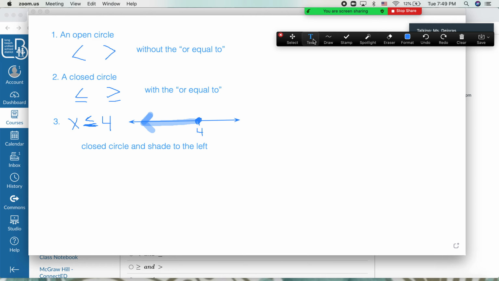All right. Let's go ahead and look at number 4 and get a little bit more practice. Number 4 tells us that x is greater than 3.